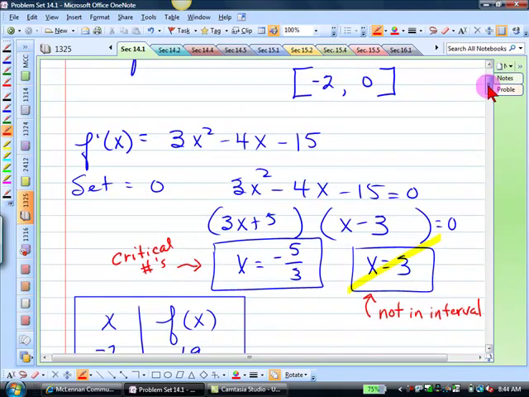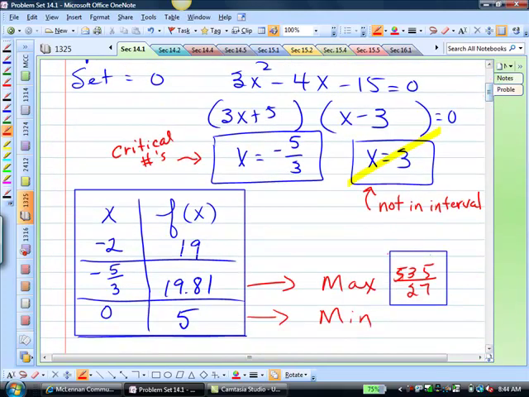Okay. So then I made this little chart. You should have x on the left, f of x on the right. And you list the critical numbers and the endpoints. And you should do them in order. So I start on the left side of the interval, that's -2, and I ended with 0. If there were 2 critical points, I'd put them in between. I just have 1, -5/3.